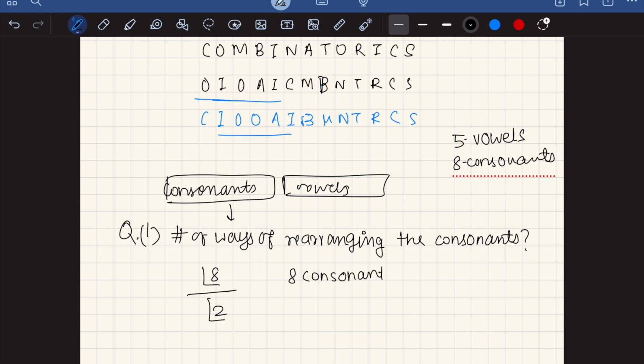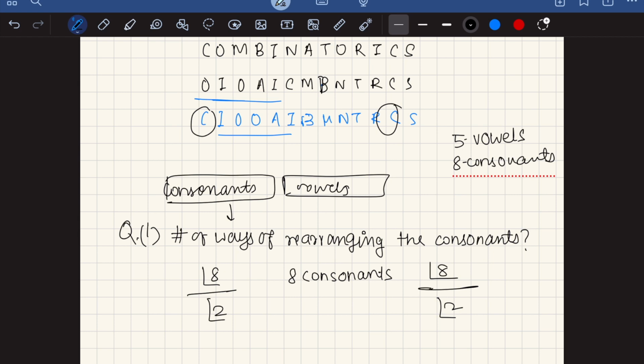But notice that we have to account for the repetitions. In this case, this letter C here and this letter C here is repeated, and we don't want to overcount for the repetitions. So we have to divide by 2 factorial. Is this okay? If anybody has any other answer or you feel this is not correct, then let me know, and we can discuss.